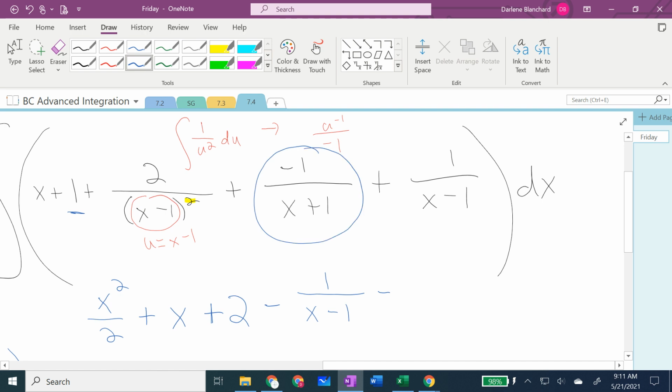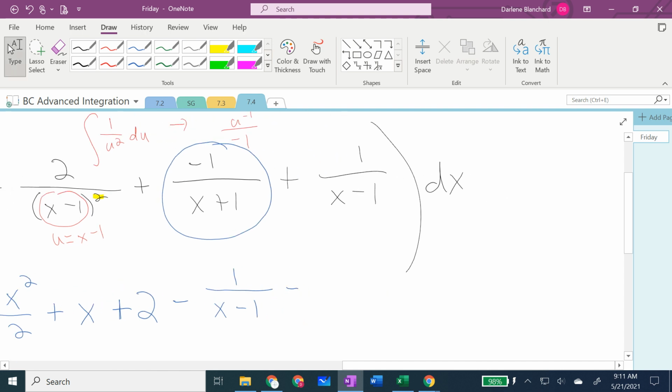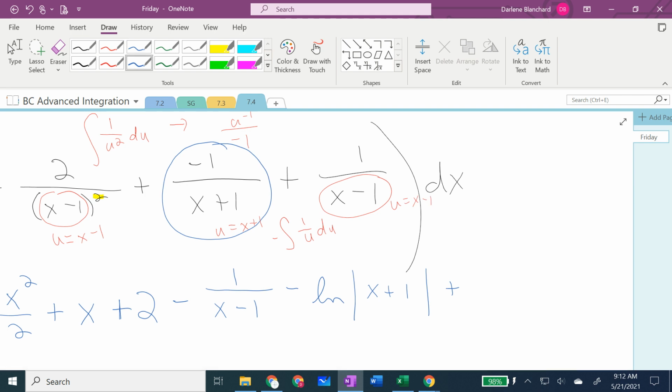This next one is also a u substitution. For this one, the u is x plus 1. At that point, I am integrating 1 over u, and the integral is the natural log of the absolute value of u. And then u substitution of x plus 1, and we end up getting the natural log of absolute x plus 1.